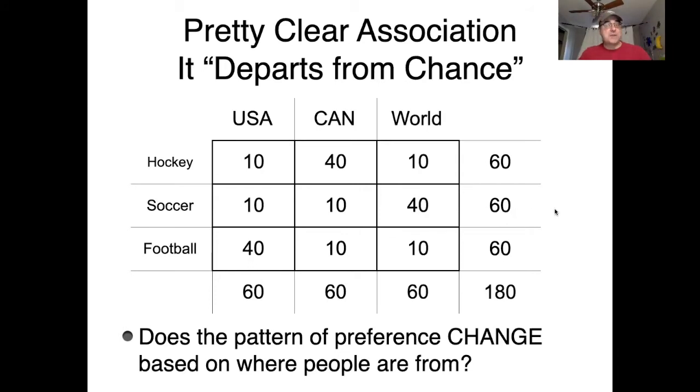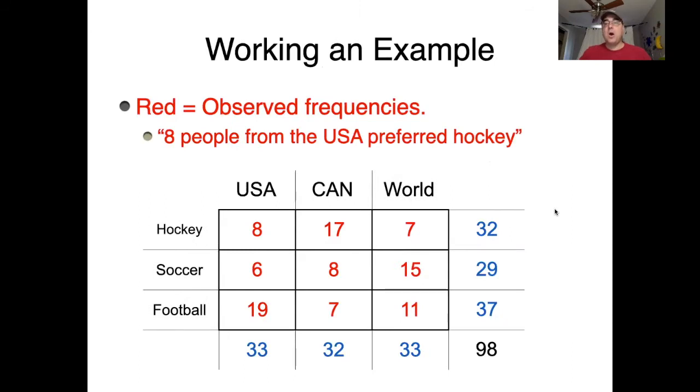Now let's express the strength of that relationship mathematically in a way that accounts for all the different weirdness that can happen in a chi-square. All right.